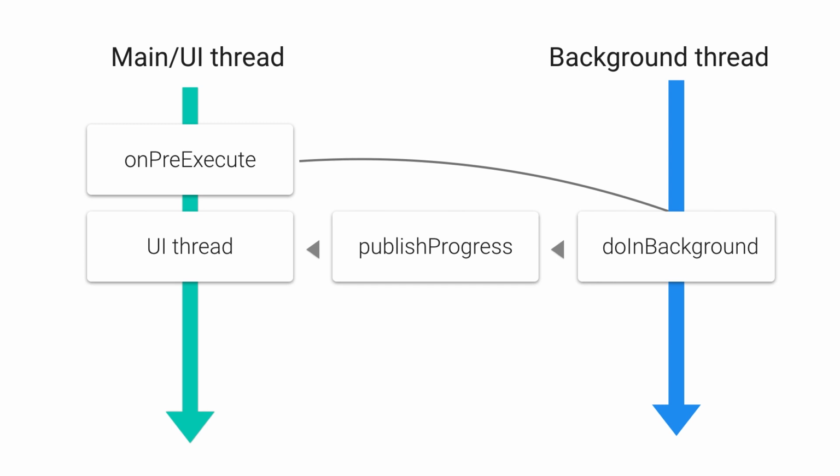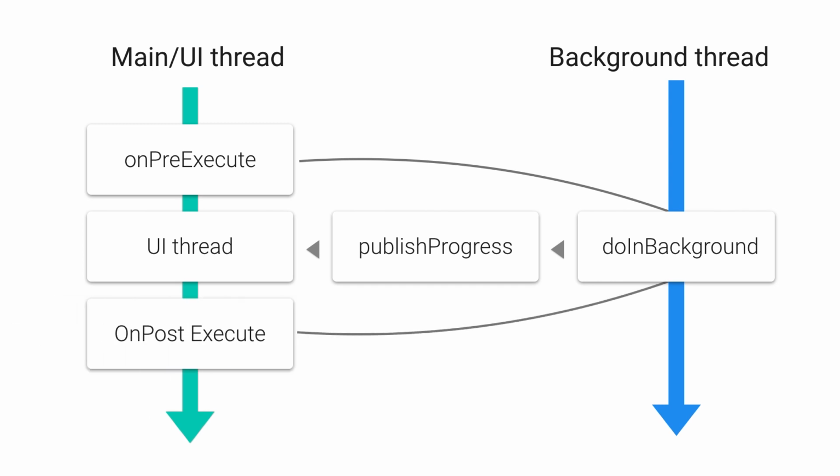Finally, you return the result when your task running in doInBackground is complete. This causes the onPostExecute function to get called on the UI thread with the result you returned.